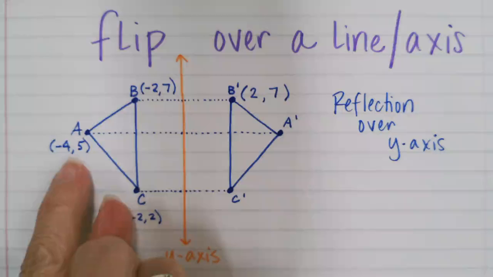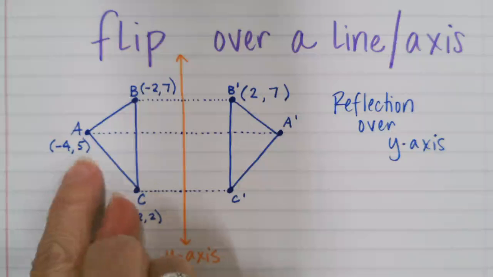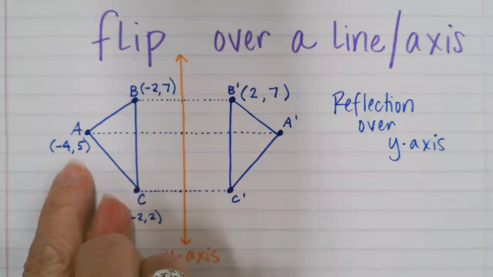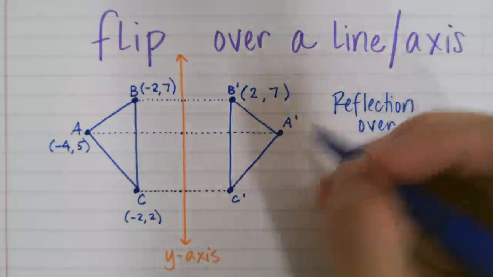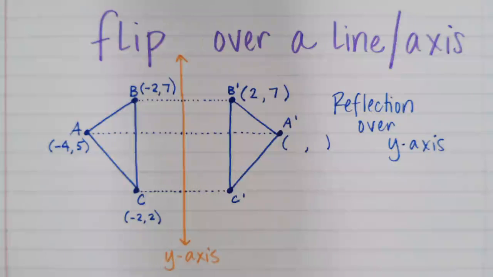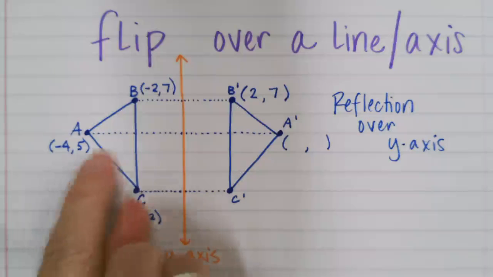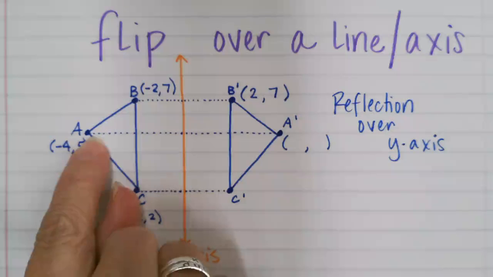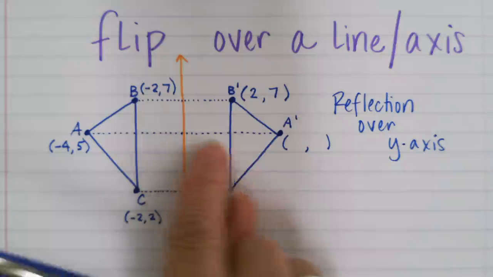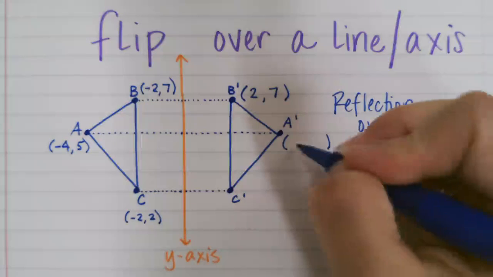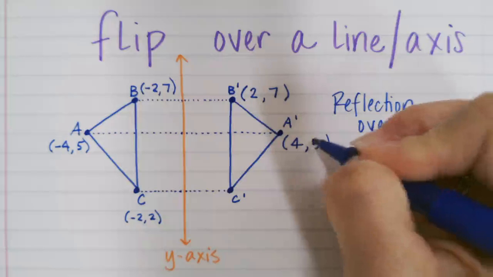All right, let's try point A. So if point A is negative 4, 5, what is the ordered pair for A prime? Since this is 4 spaces to the left, its reflection is 4 spaces to the right, which makes this ordered pair 4, 5.